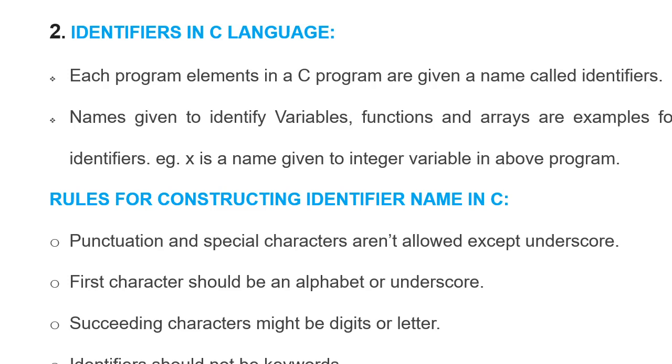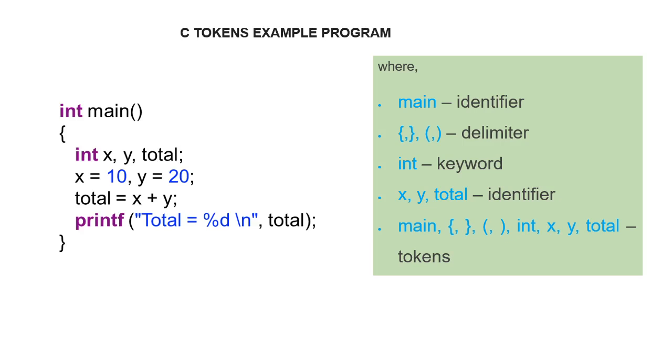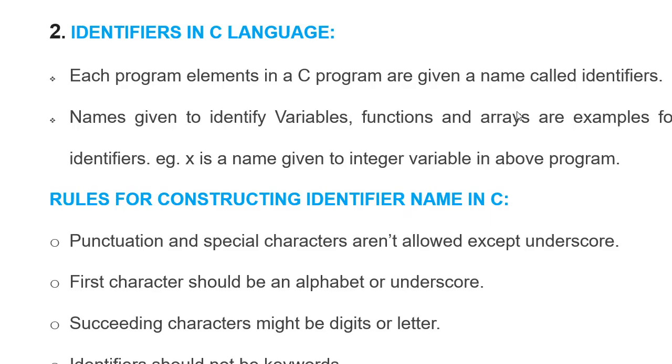So, identifiers in the C language. What are identifiers? Each program element in the C language is given a name called an identifier. For example, in this program, you can see that main is an identifier. The names given to identify variables, functions, and arrays are examples of identifiers. x is a name given to an integer variable in our program.